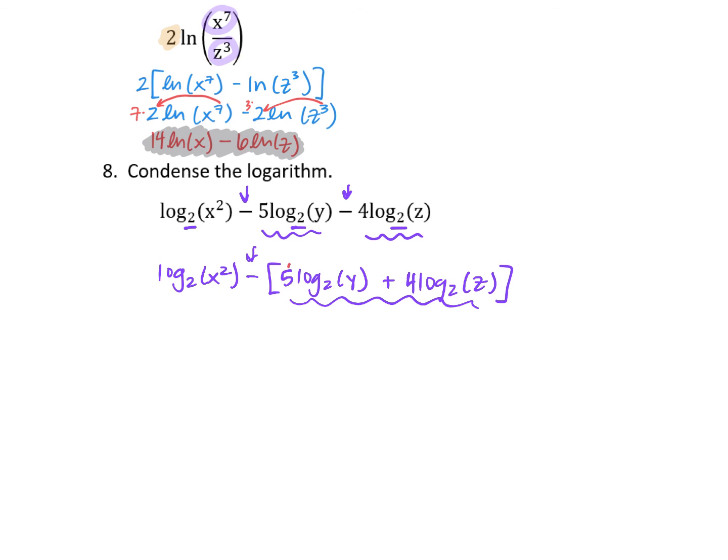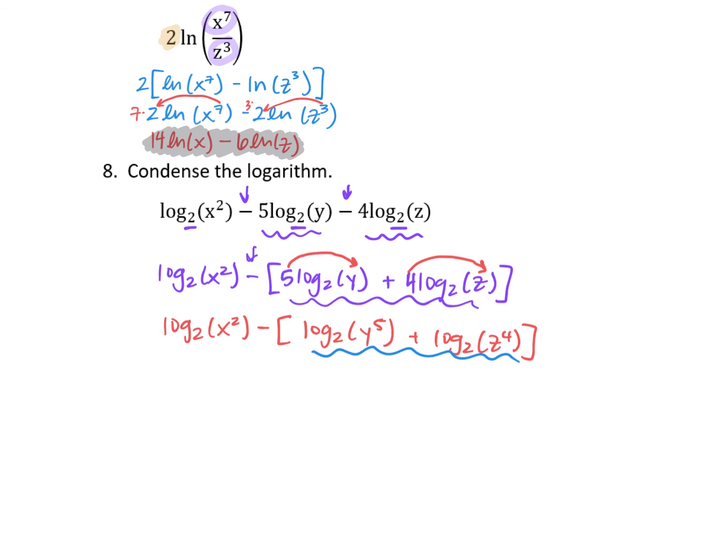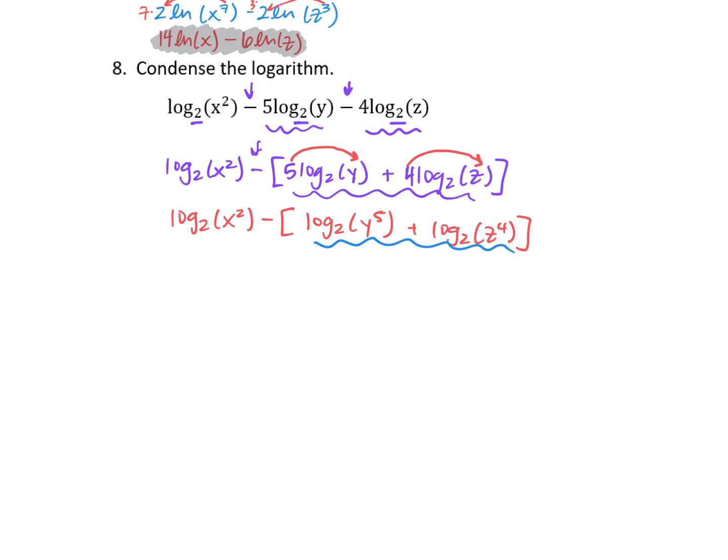Before we can get there though, I'm going to take any coefficient and move it back in to the argument. So I get log base 2 of x squared minus log base 2 of y to the 5th plus log base 2 of z to the 4th power. Now I'm going to go ahead and combine the second and the third terms. Those are going to get multiplied together because of that plus sign in between. So I get y to the 5th times z to the 4th power.